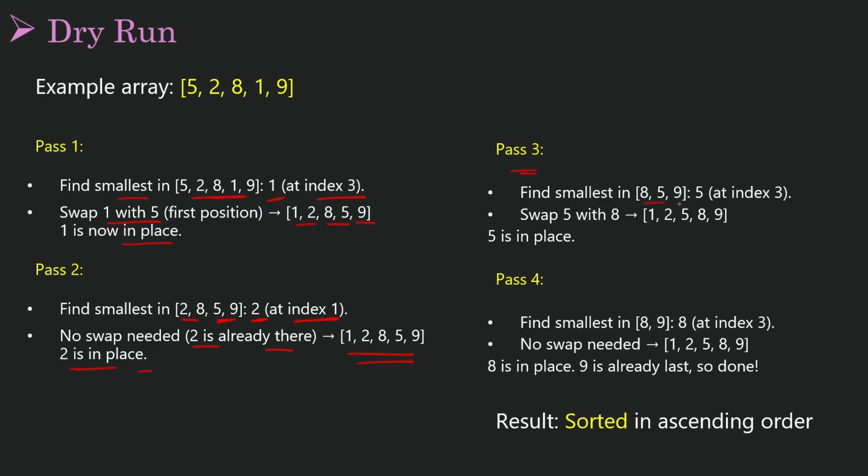Find smallest in 8, 5, 9. 5 at index 3. Swap 5 with 8: 1, 2, 5, 8, 9. 5 is in place. Pass 4. Find smallest in 8, 9. 8 at index 3. No swap needed. 1, 2, 5, 8, 9. 8 is in place. 9 is already last, so done.